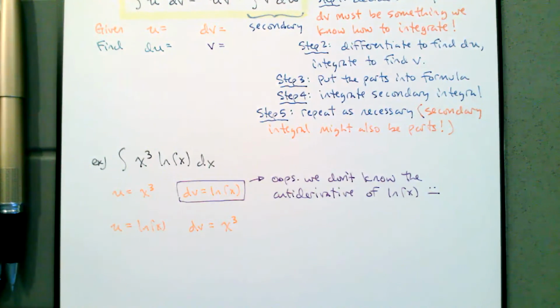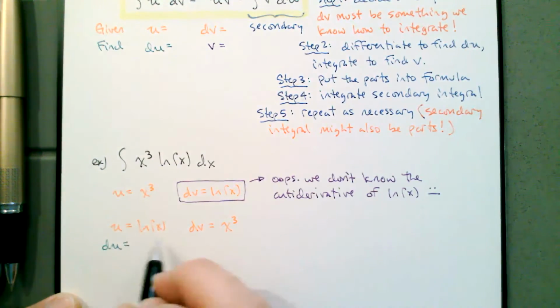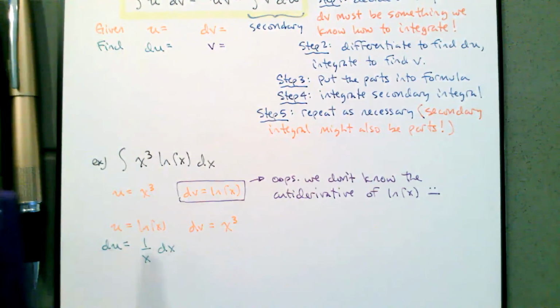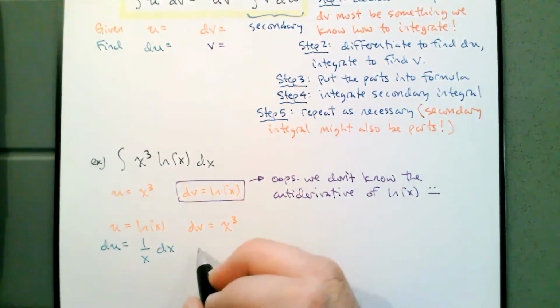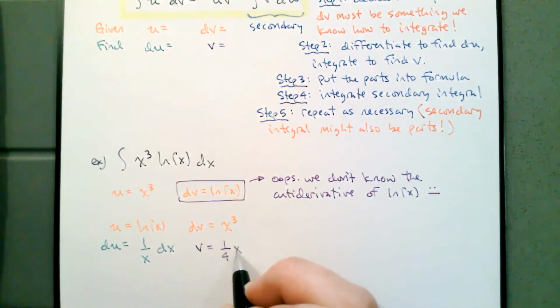So step 1 complete. We have decided what's u and what's dv, and guiding that decision was dv had to be something we can integrate. Step 2, differentiate u to find du. So du, the derivative of natural log of x is 1 over x dx. And integrate dv to find v. So v is 1/4 x to the 4th.